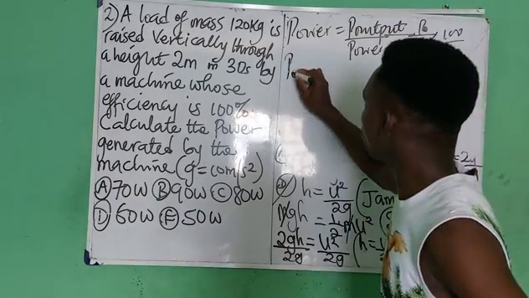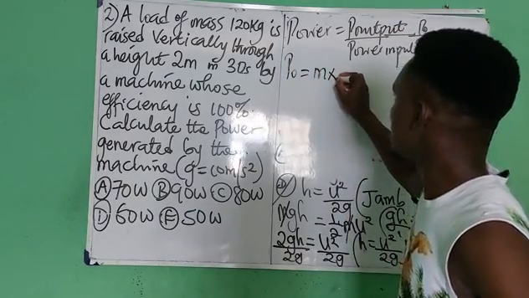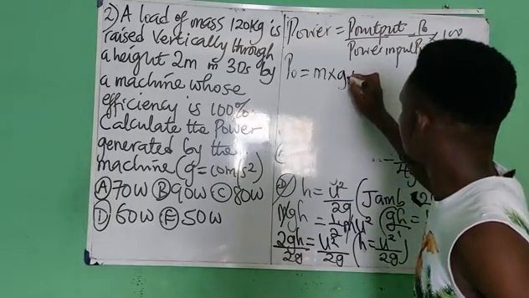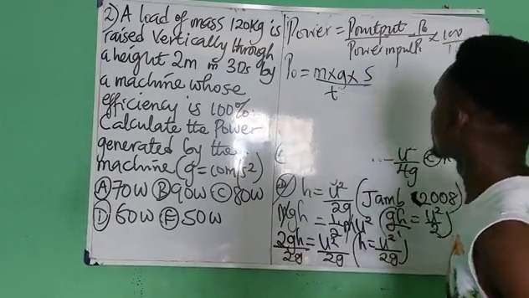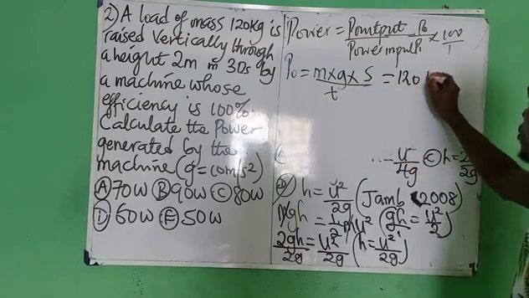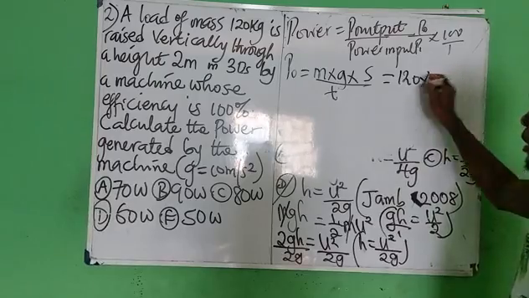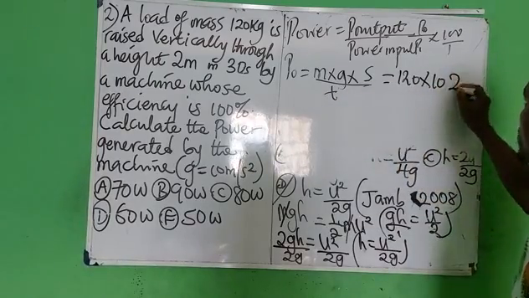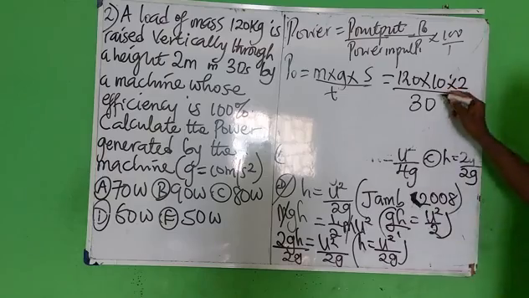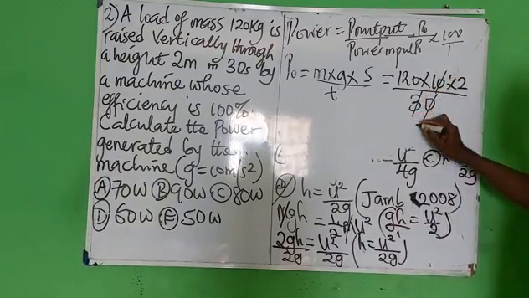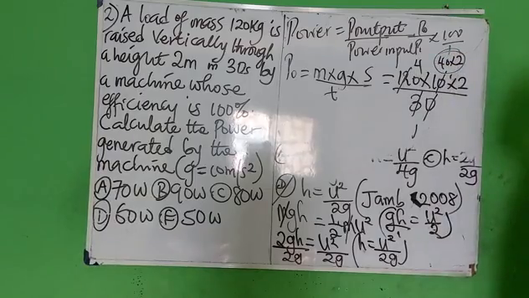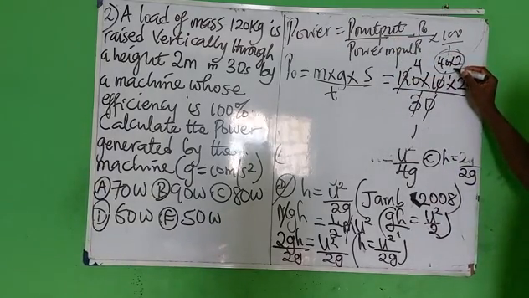For you to look for the power output, it is mass times acceleration times distance over time, but we're not given acceleration, they give us gravity. So we are using mass times gravity times distance over time. From the question, mass is 120 kg, gravity is 10, distance is 2 meters, and time is 30. 3 into 12 is 4. I now have 40 times 2, that will give you 80. So the power output becomes 80 watts.